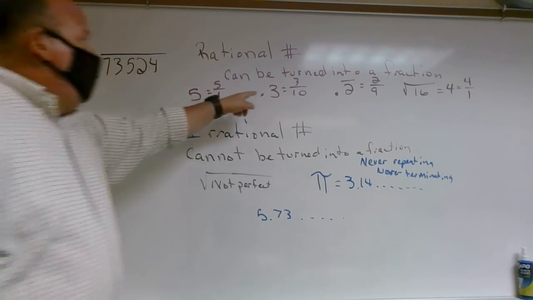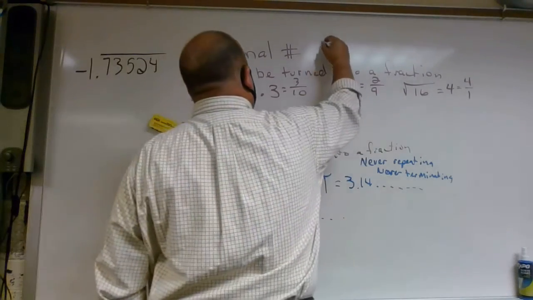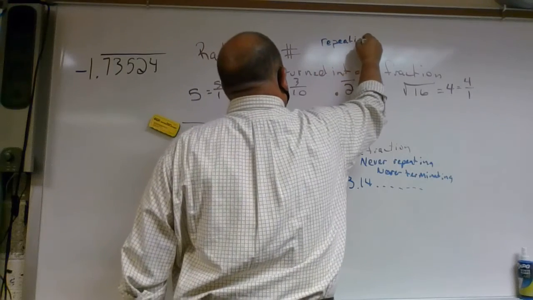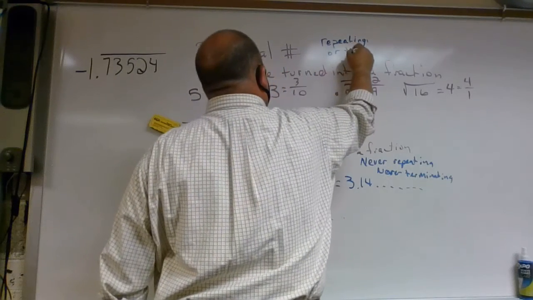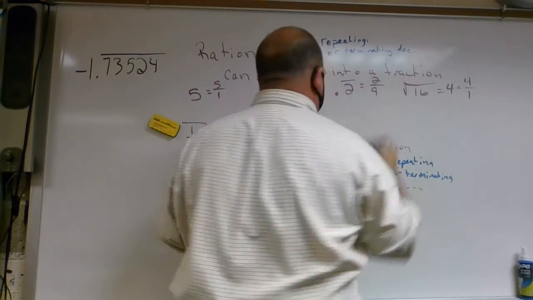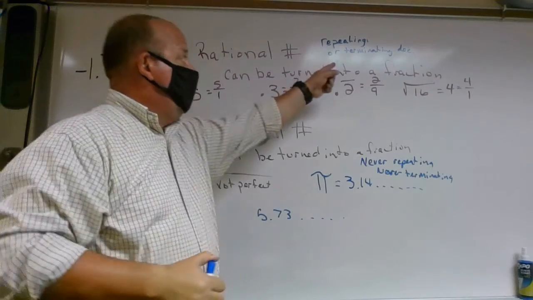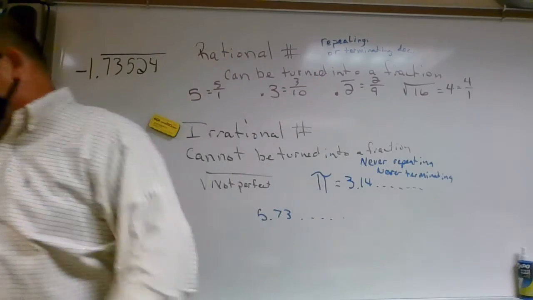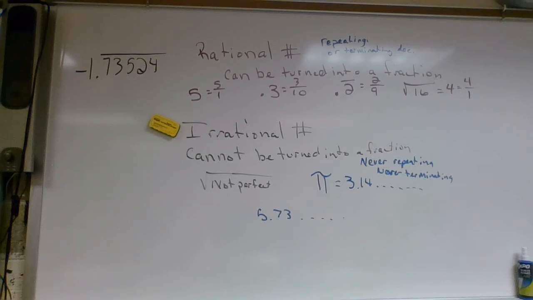And I know that a rational number is a repeating or terminating decimal. That's a good one. Because if it's a repeating decimal or a terminating decimal, I can turn it into a fraction, no problem. We know that. If it's a non-repeating or never-ending decimal, that's irrational. But this one repeats, so I know it is a rational number.